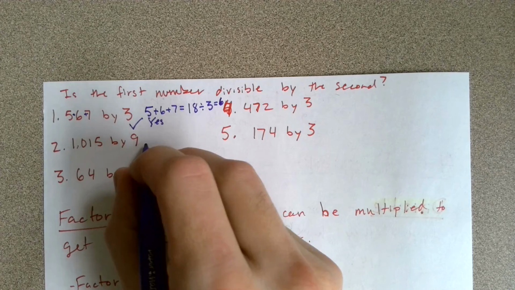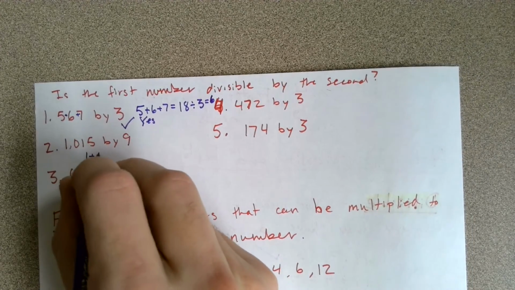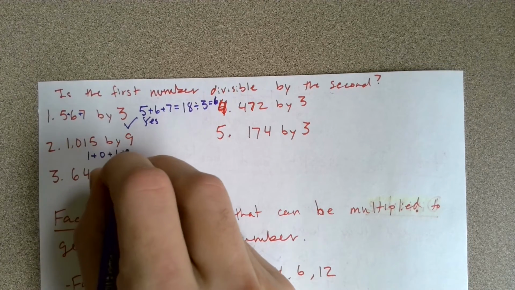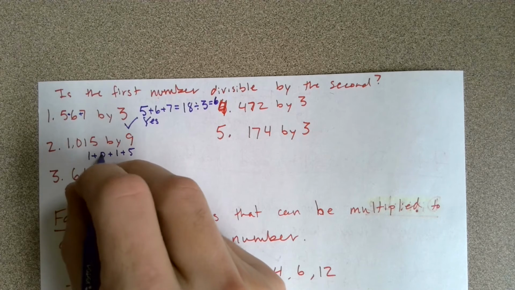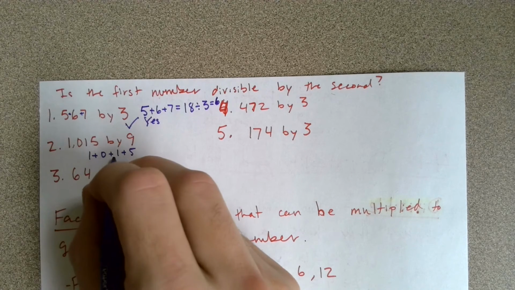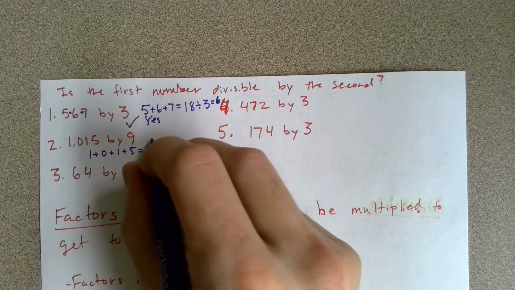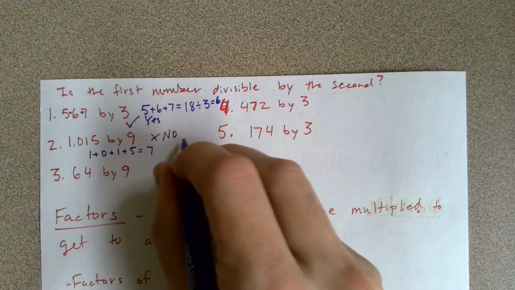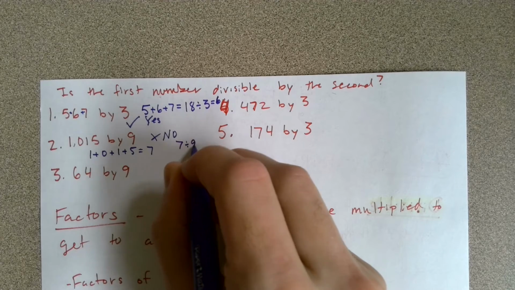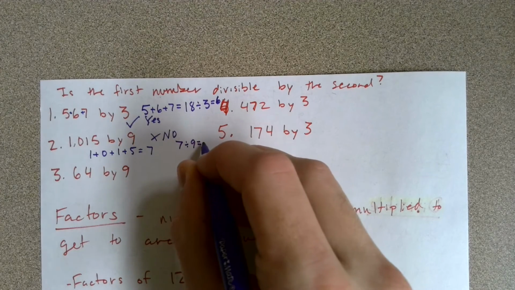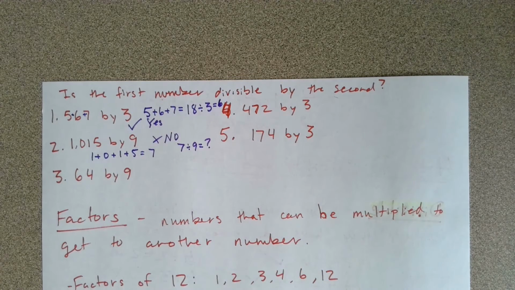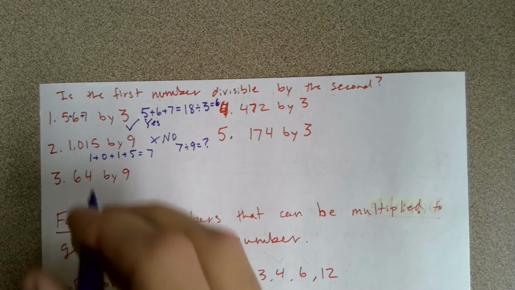1,015 by 9. So we're going to take 1 plus 0 plus 1 plus 5. And that's going to get us to 1 plus 0 is 1, plus 1 is 2, plus 5 is 7. This is going to be a no. 7 divided by 9 is not going to be a good number. That's going to be a decimal. That's going to be a no. 9 does not fit into 7.